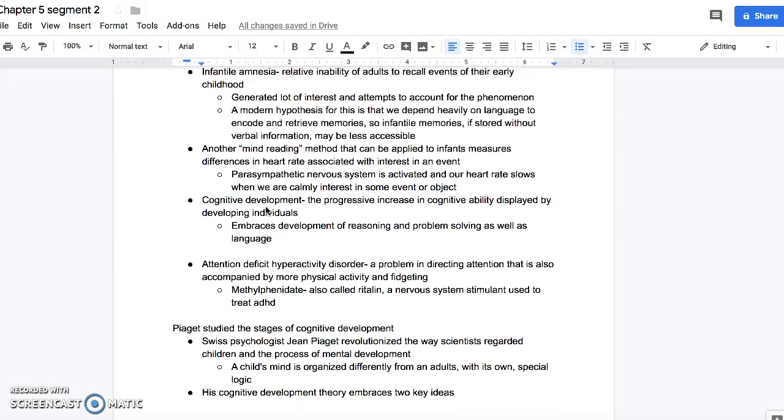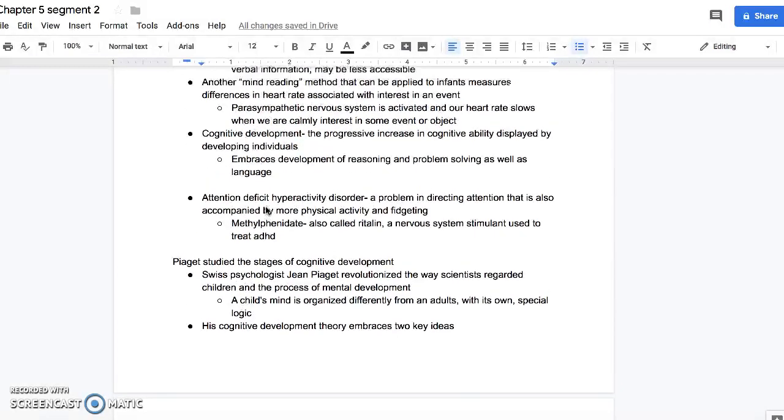A modern hypothesis of this is that we depend heavily on language to encode and retrieve memories, so infantile memories, if stored without verbal information, may be less accessible.